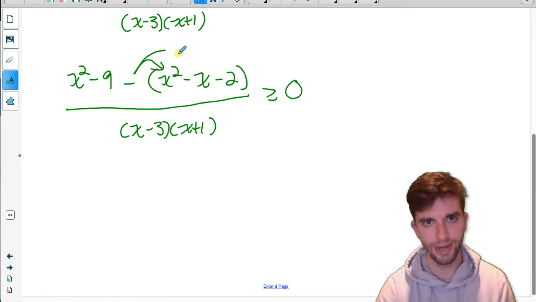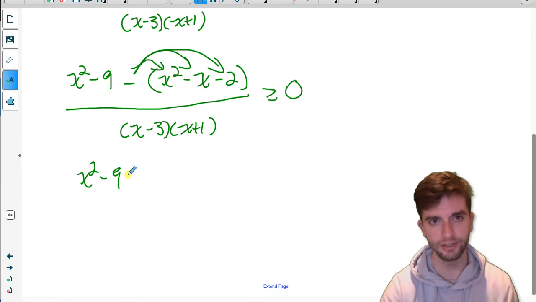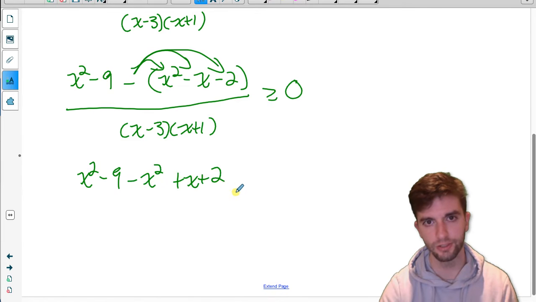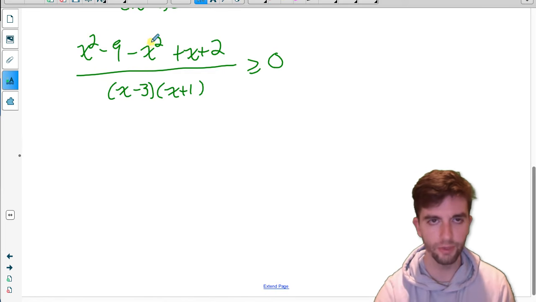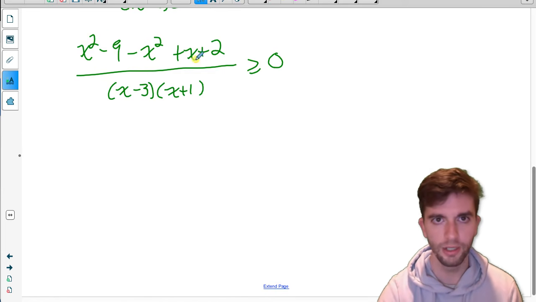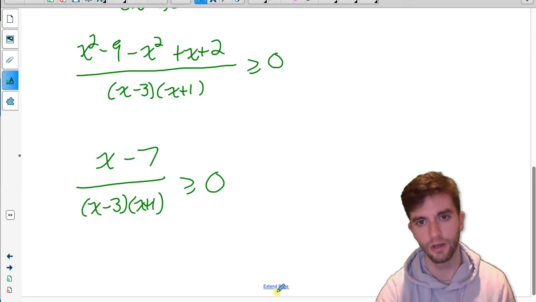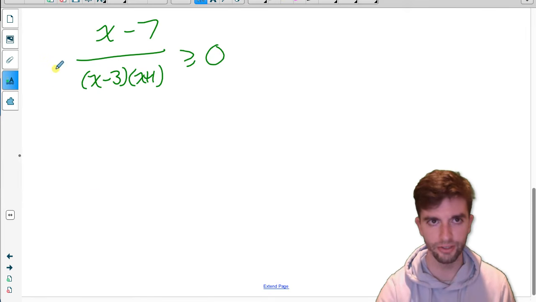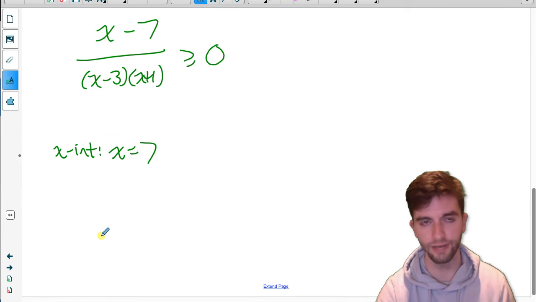Now I can subtract all three of these terms. So I have x squared minus 9 minus x squared plus x plus 2. Collect like terms in the numerator, x squared minus x squared, those cancel out, that's 0. And I have an x and a negative 9 plus 2, that's negative 7. Okay, so now it should be obvious what the x-intercepts and vertical asymptotes are. X-intercepts are x values that make the numerator become 0. So the only x-intercept is at an x value of 7.